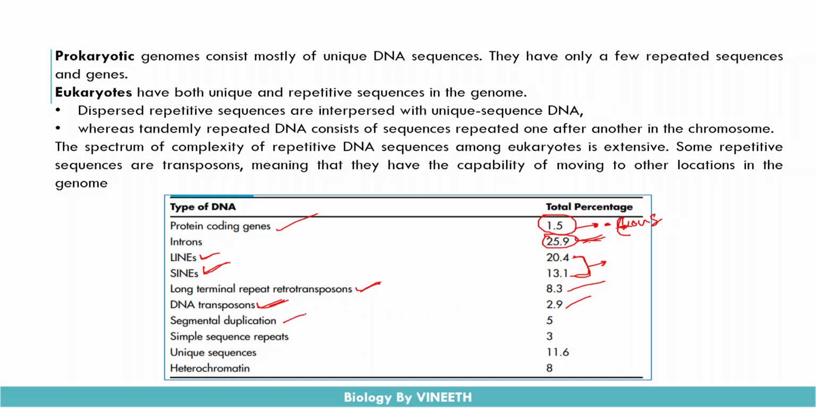Then we have the segmental duplications, genes which have got duplicated, and the simple sequence repeats, unique sequence repeats and heterochromatin. All of these comprise around 20% of the total genome. So the major portion is occupied by LINEs and SINEs, about 34 to 35% of the genome. These are known as retrotransposons, and they transpose from one location to another by using their reverse transcriptase enzyme.